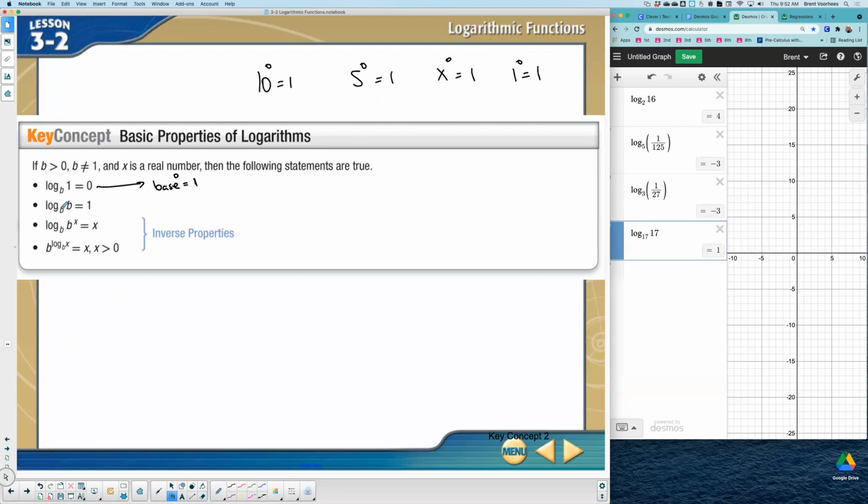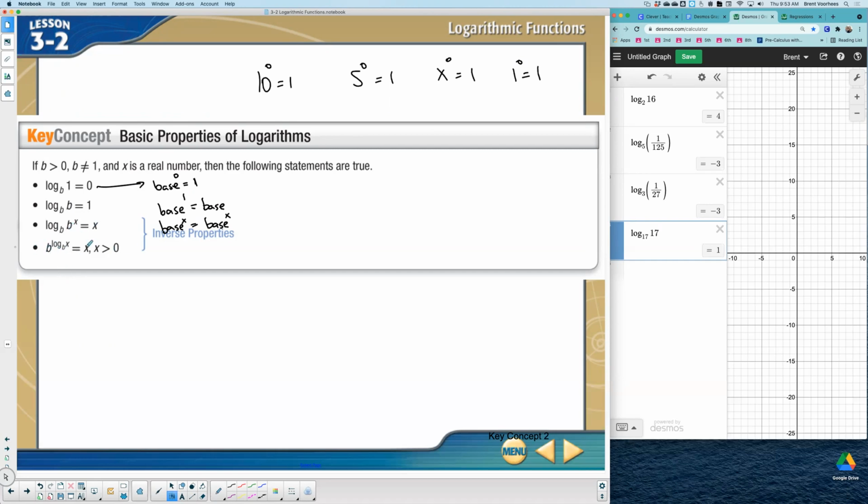Secondly, any base raised to the power of 1 equals its own base. A base raised to a power of 1 equals just the base itself. That's what the second logarithm is walking through. The next one's saying a base raised to the power of x is going to equal the base raised to the power of x. I know that one's brilliant. The base raised to the power of x will be equal to the base raised to the power of x. Brilliant stuff right there.